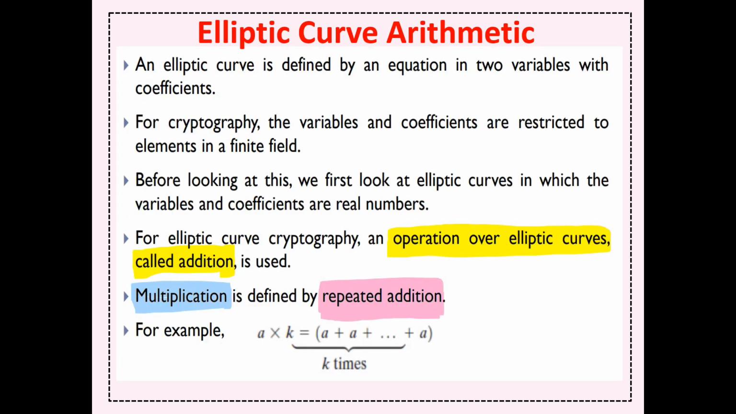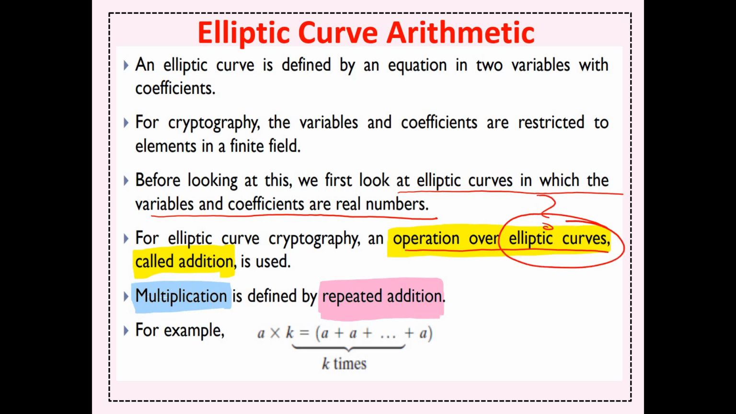Now, as you can see, an elliptic curve is defined by an equation in two variables. We will have a y and an x, and we will have certain constants, a, b, like that. We'll see that one by one. Before looking at this, we first look at elliptic curves in which the variables and coefficients are real numbers. This is very simple in fact, and interesting to be honest. For elliptic curve cryptography, an operation over elliptic curves, this is what we are trying to find out actually: what are elliptic curves?